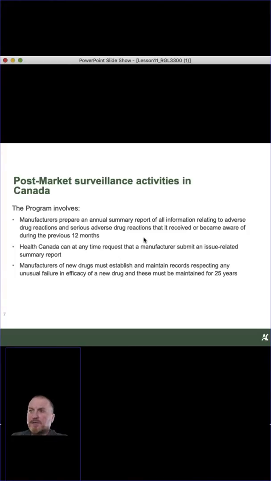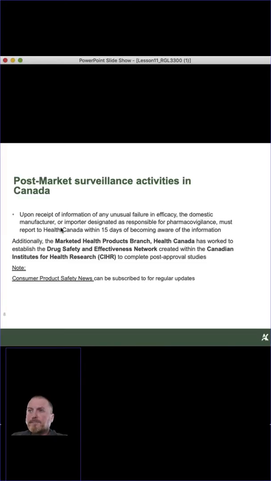Manufacturers of new drugs must establish and maintain records respecting any unusual failure in the efficacy of a new drug, and these must be maintained for 25 years. So that's a substantial record-keeping requirement. Upon receipt of any information of any unusual failure in the efficacy of a drug, the domestic manufacturer or importer designated as responsible for the pharmacovigilance must report to Health Canada within 15 days of becoming aware of the information. The penalties for not doing so can be quite severe. So that's an important issue if you're working as a regulatory affairs person in a pharma company.